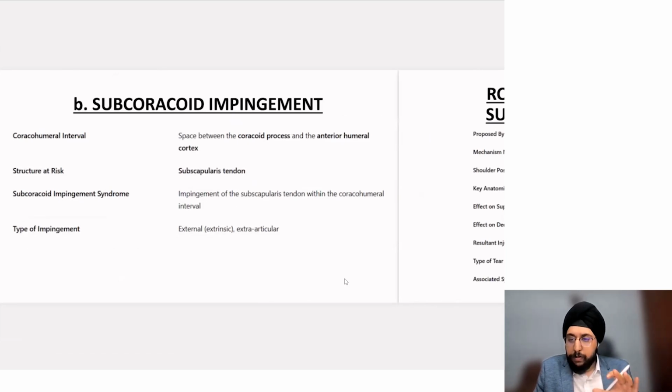So this was all about subacromial impingement.